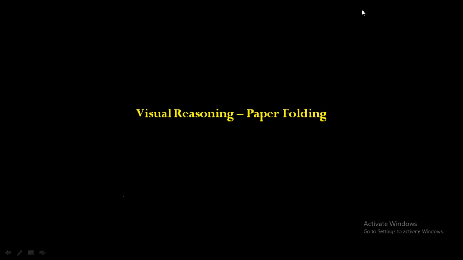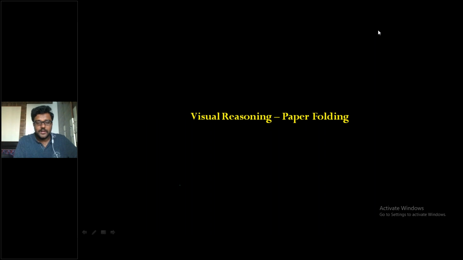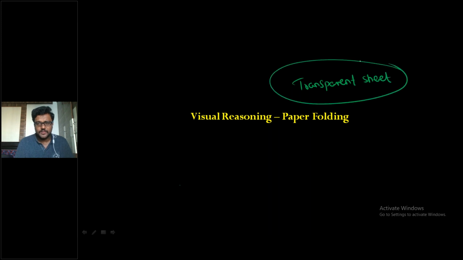They'll give a transparent sheet for us, and we have to fold it. It may be vertical or horizontal. Then they'll ask what will happen after folding. For sure they mention the transparent sheet. Transparent sheet is given, we should go ahead. Now see the question directly, my dear friends. You can understand the things better with the questions.